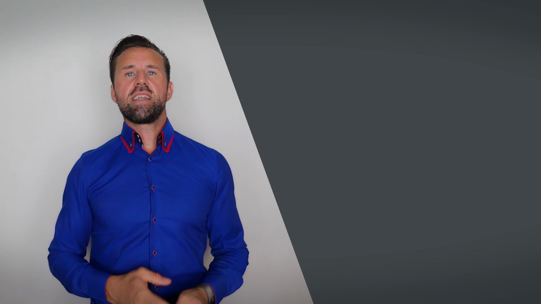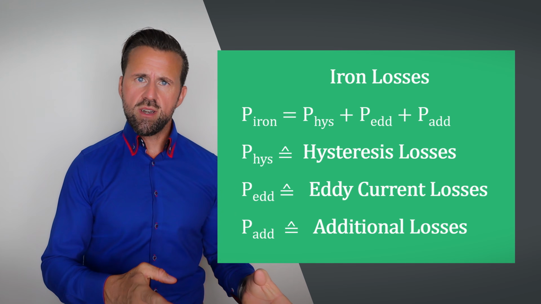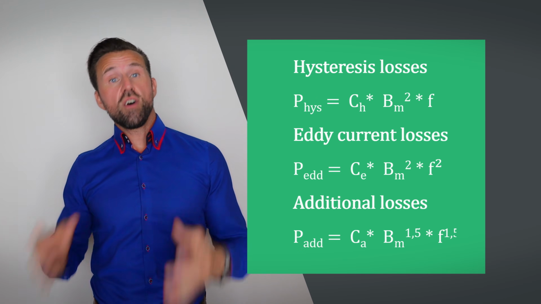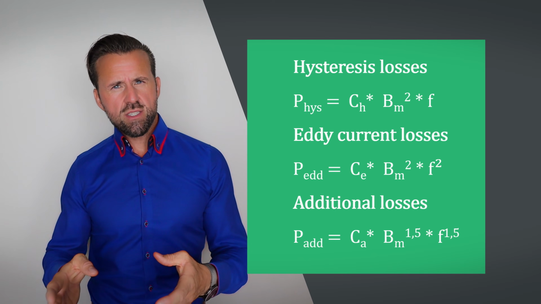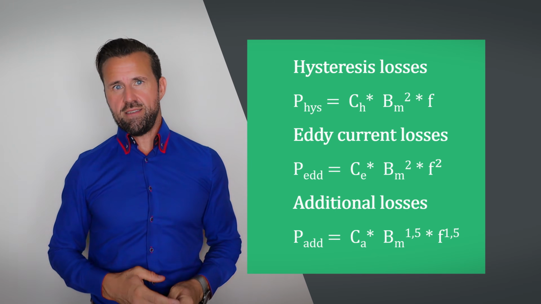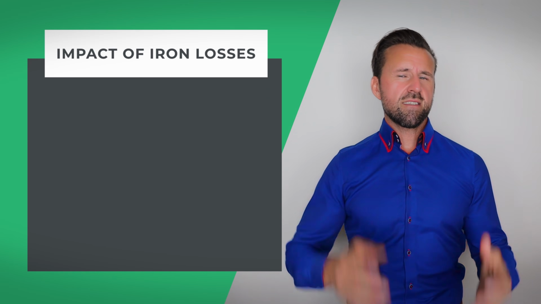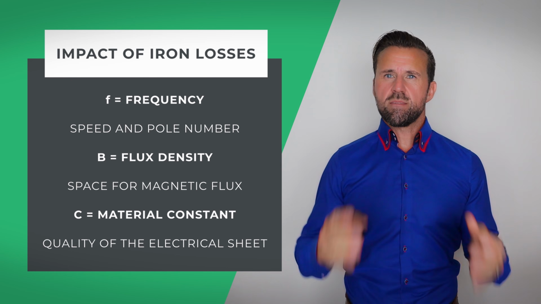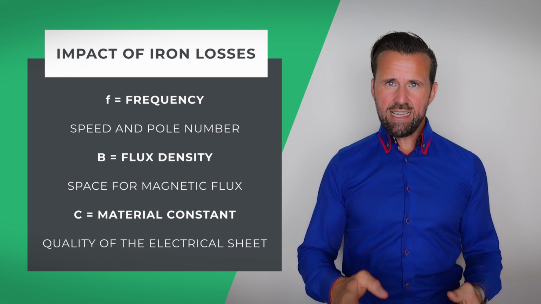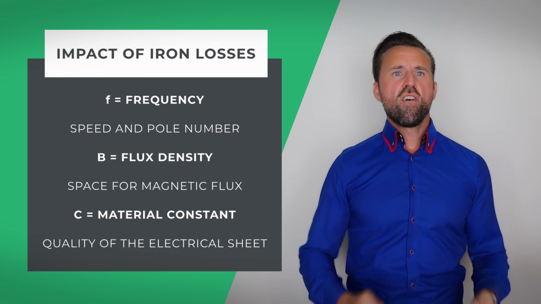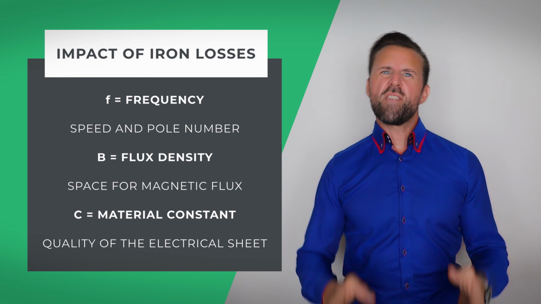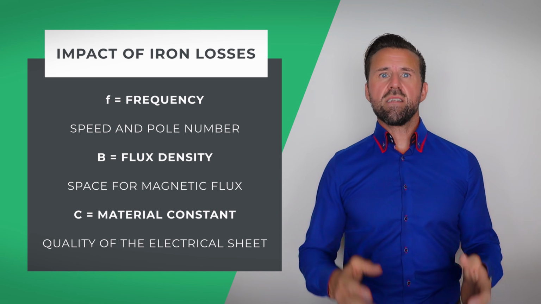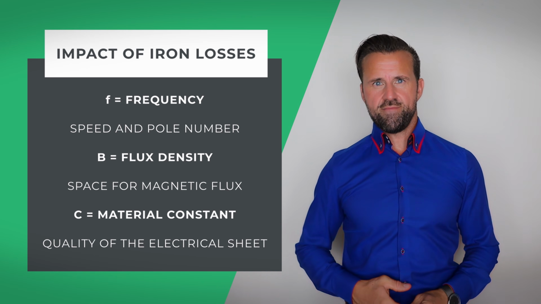Iron losses can be divided into hysteresis losses, eddy current losses and additional losses. As you can see from the equation, the losses per weight depend on the frequency and the maximum flux density. This means that the faster the rotor rotates, the higher the iron losses will be. And the smaller the electric motor is designed, the less space is left for the magnetic flux, and therefore the flux density gets higher. The proportional constant C depends on the material and how it is processed.